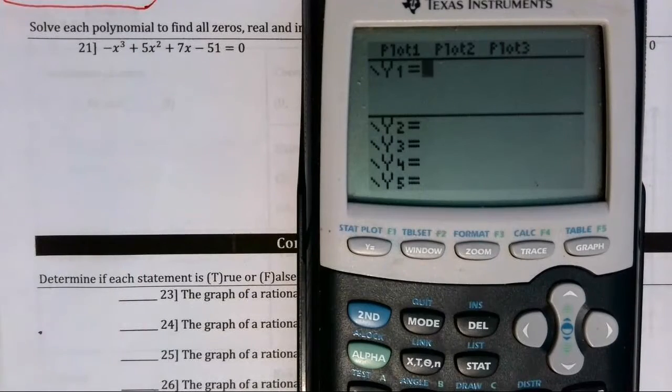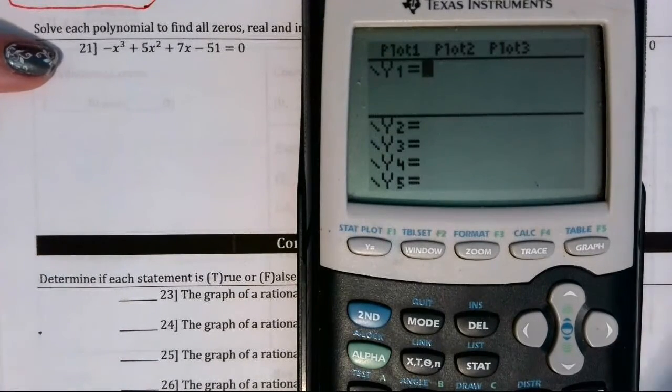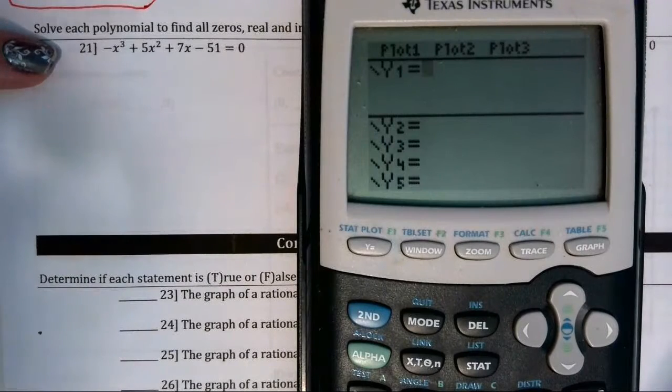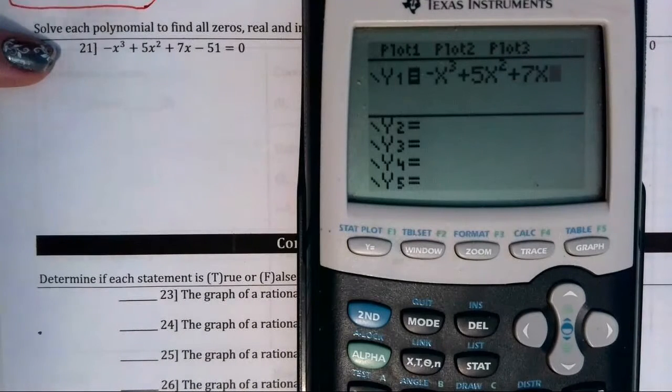In number 21, we're asked to solve this polynomial. So we're going to start by looking at its graph. So in the graphing calculator, we're going to enter negative x cubed plus 5x squared plus 7x minus 51.